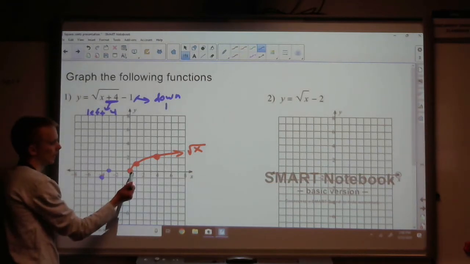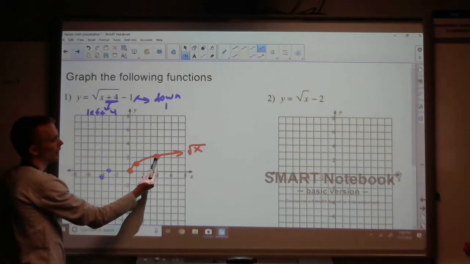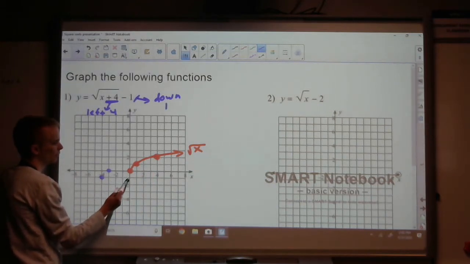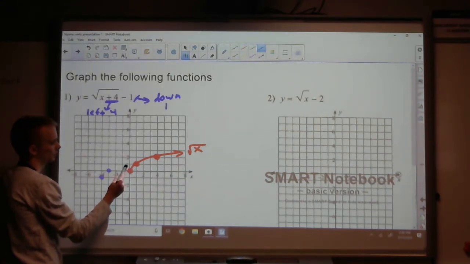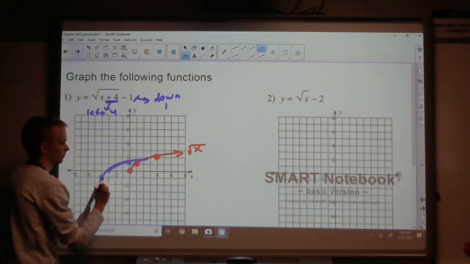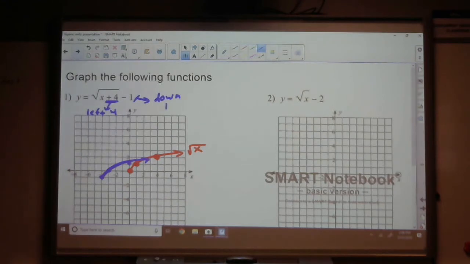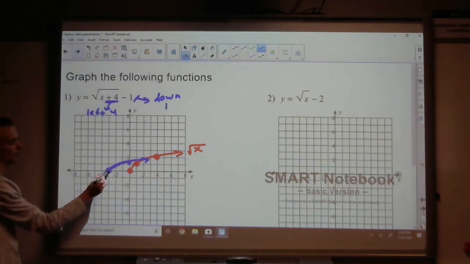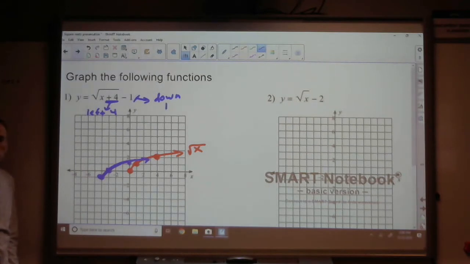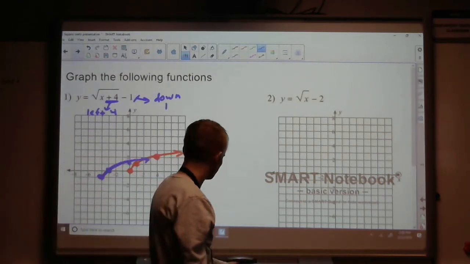And then to get another point, we went over 4, up 2. So I would also go over 1, 2, 3, 4, and up 2. So this would be our new graph of the function. This is what this equation would give us when we graph it. So essentially, we're just moving our square root graph around. Let's do the same with this one.